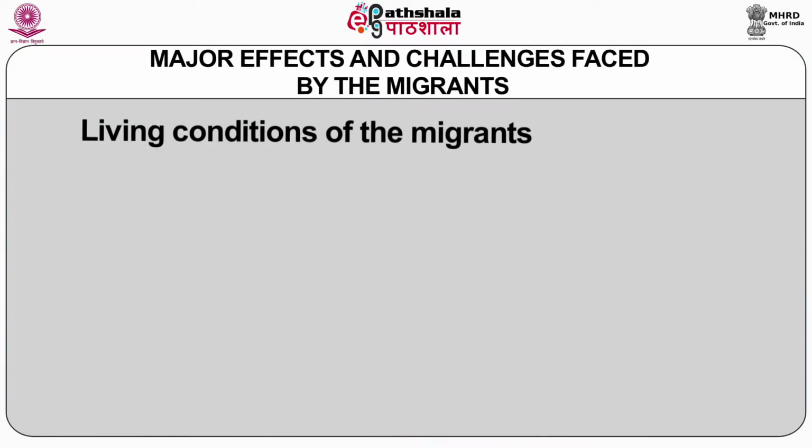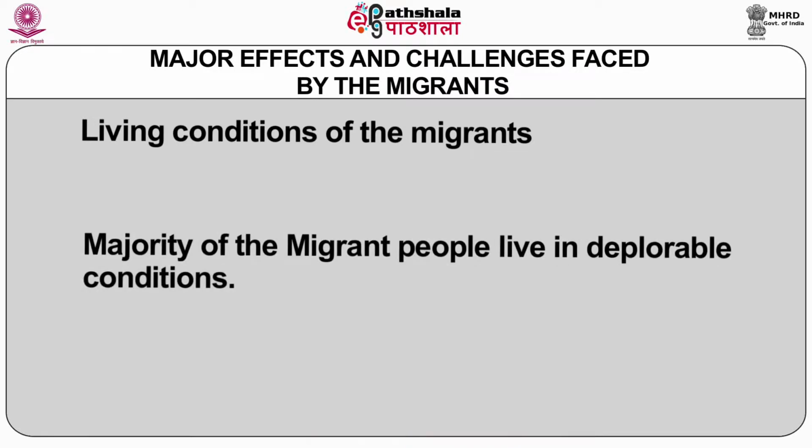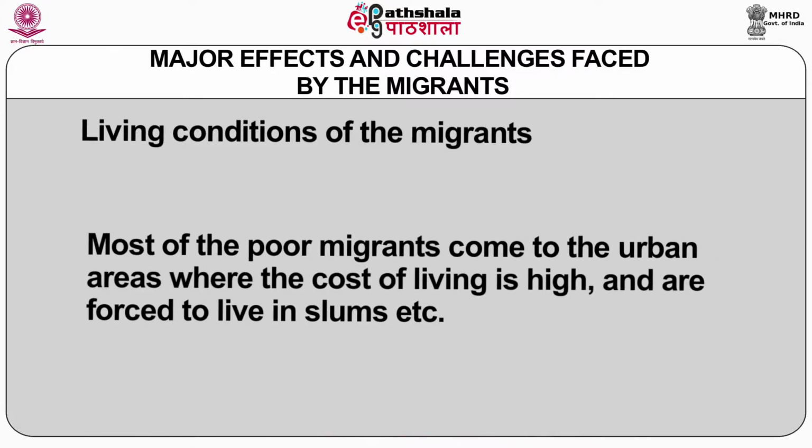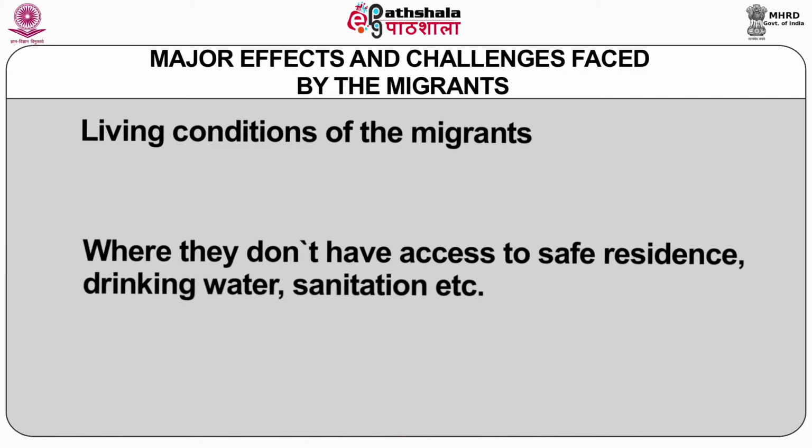Well, let's look at the living conditions of the migrants. The majority of migrant people live in deplorable conditions. Most of the poor migrants come to urban areas where the cost of living is high and are forced to live in slums, etc., where they don't have access to safe residence, drinking water, sanitation, etc.